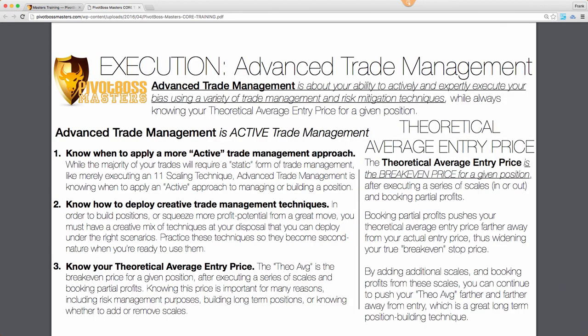So advanced trade management is about your ability to actively and expertly execute your bias using a variety of trade management and risk mitigation techniques, while always knowing your theoretical average entry price for a given position. And that pretty much sums it up really nicely, because advanced trade management is nothing more than, in my opinion, an active trade management approach.